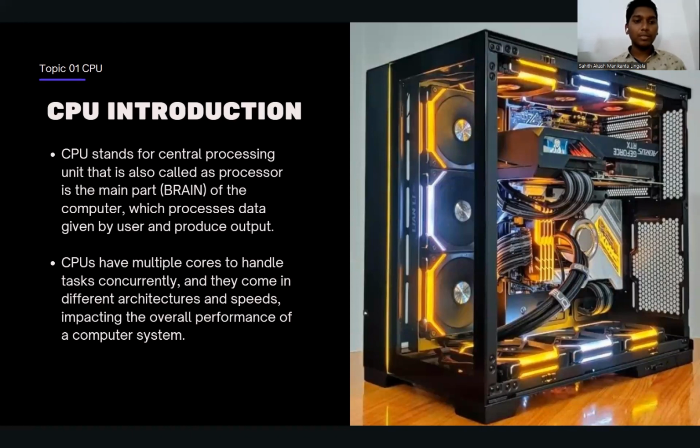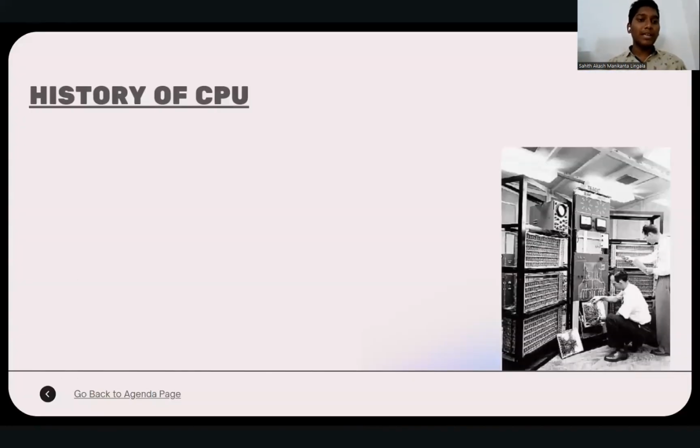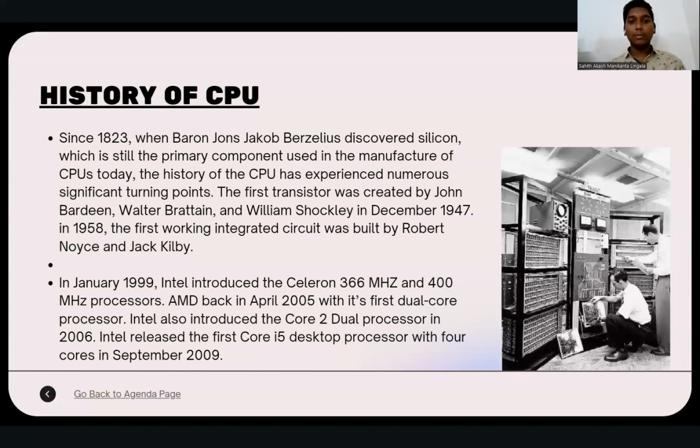CPU stands for Central Processing Unit. That is also called the brain of a computer, which processes data given by the user and produces output. Coming back to the history of a CPU, since 1823, when Baron Jöns Jacob Berzelius discovered silicon, which is still a primary component used in the manufacture of CPUs today.